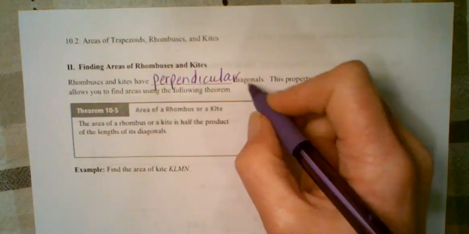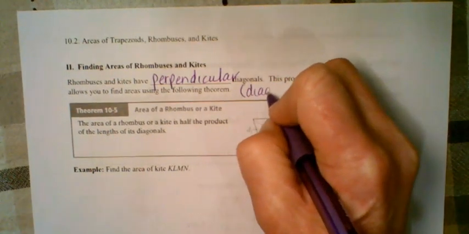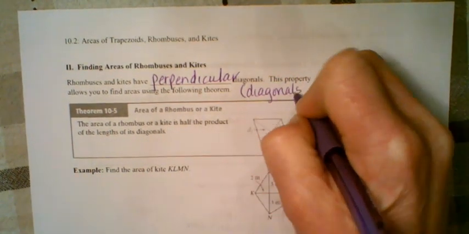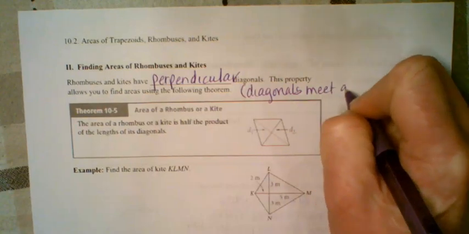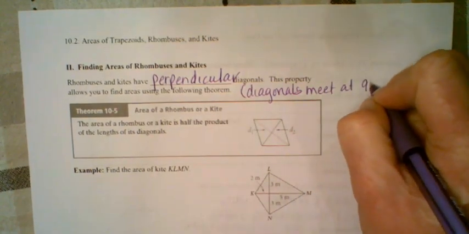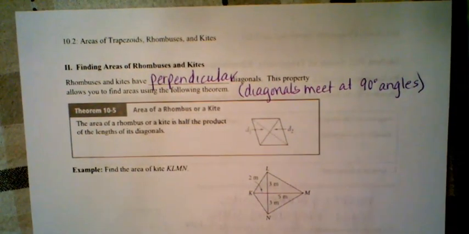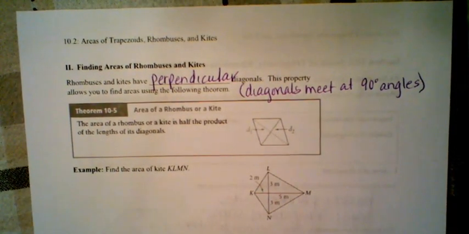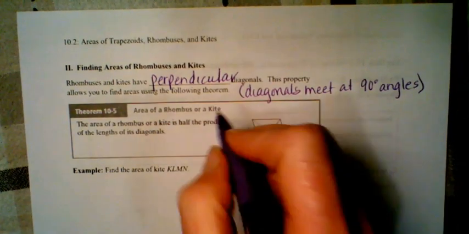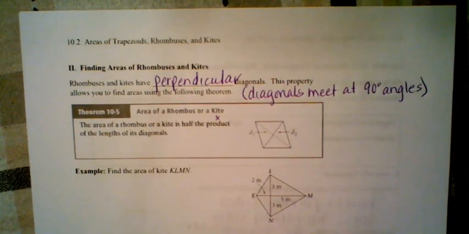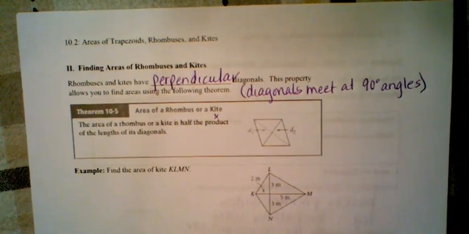So that means that their diagonals meet at 90-degree angles, or right angles. Okay, the area of a rhombus or a kite is half the product, meaning that we're multiplying the product of the lengths of its diagonals.